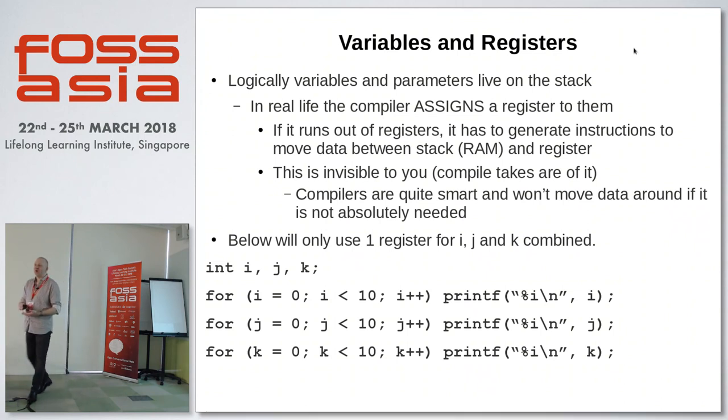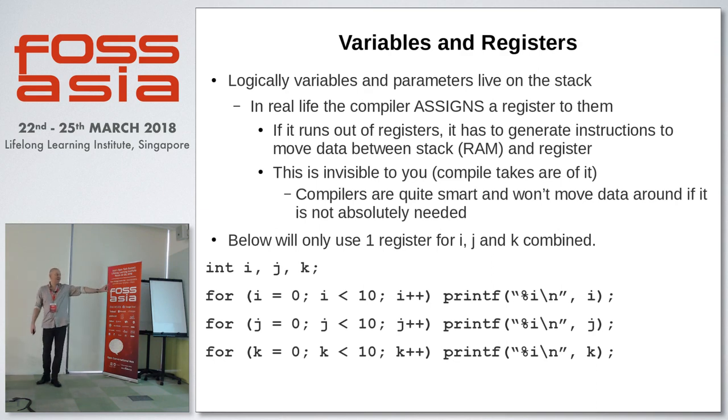Variables get assigned to registers on the fly by the compiler. It's kind of invisible to you. You can hint for a variable to get a register by putting register in front of it, register int i, for example. So the compiler takes care of it, and the chances that you could do better than the compiler are effectively zero. Compilers will do a very, very good job here, so don't worry about that.